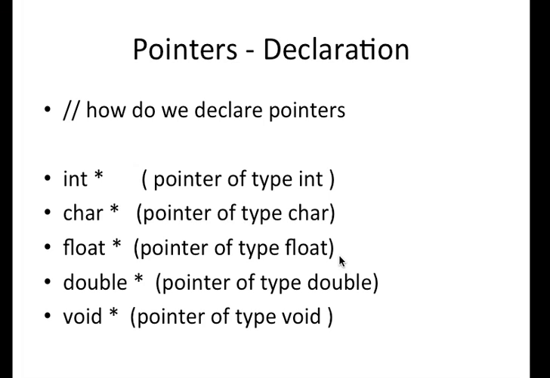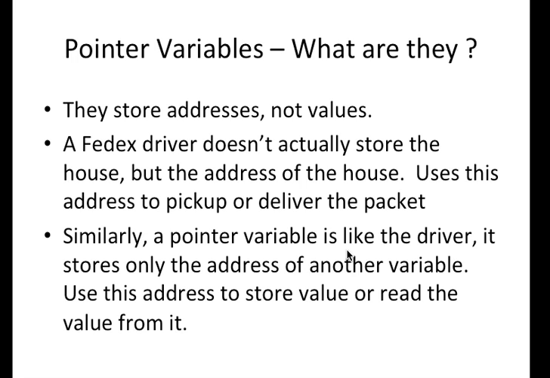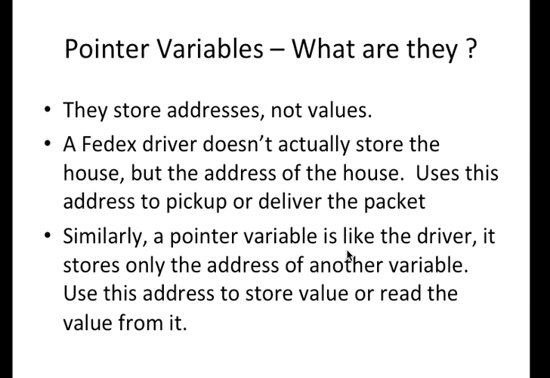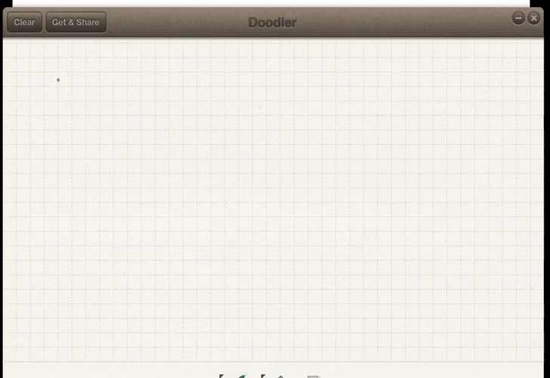We will be talking about pointers. Okay, it's an introduction. Pointer variables, basically they store addresses, they don't store values. Let's take a simple example. In the past we talked about int x equal to 100. That means x is a variable of type int and it stores 100. So this is a value, right?